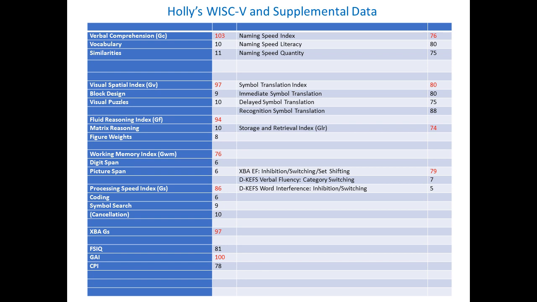Processing speed came up as an 86, but again, that's coding and symbol search, and we talked about some difficulties with coding. An alternative processing speed score for her, which I'll show you on XFAST, is a 97. Her full-scale IQ is an 81. Her GAI, General Ability Index, is 100. That's quite a difference in performance.